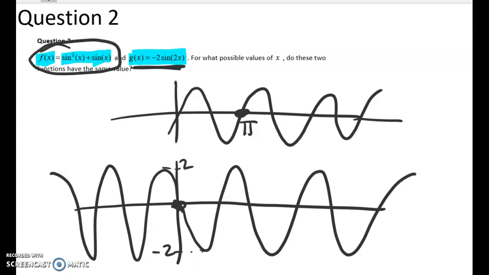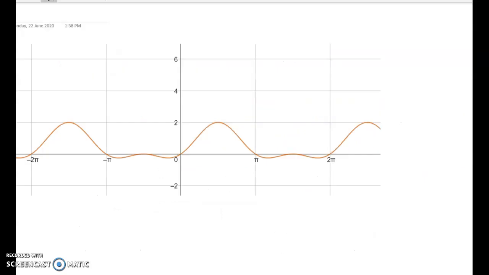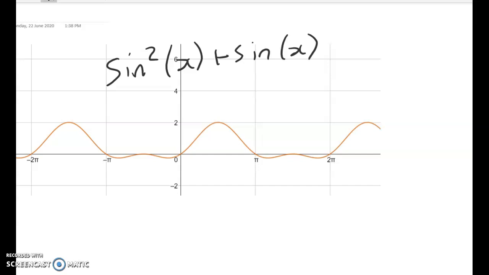Now this one here is a really cool function. I've done that in GeoGebra. So it's sine squared plus sine of x. So it's not an ordinary sinusoidal thing. It looks like this. Okay, so this has got sine squared of x plus sine of x. And so we're being asked to say when will those two functions intersect.